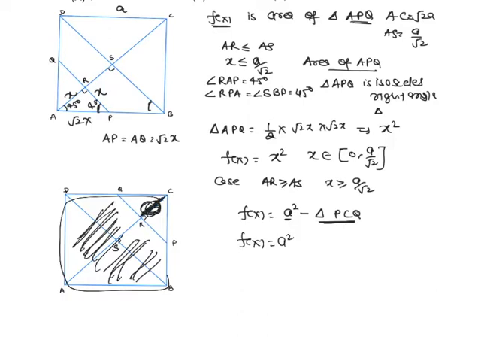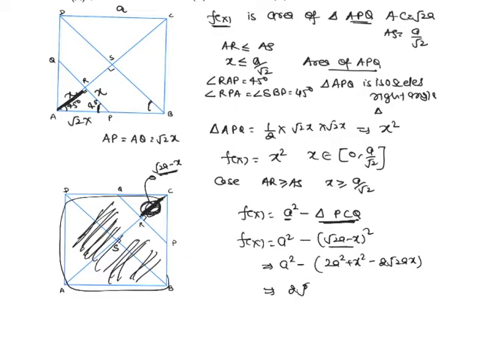Now CR is root 2 a minus x. So the triangle PCQ area is root 2 a minus x whole square. That we already did in this triangle. This distance is x, so the area of triangle APQ is x square. Similarly here, this will be the area of triangle PCQ. So a square minus this will come as 2 a square plus x square minus 2 root 2 a x. If I simplify this, we get 2 root 2 a x minus a square minus x square, where x belongs to the closed interval a by root 2 to root 2 a.